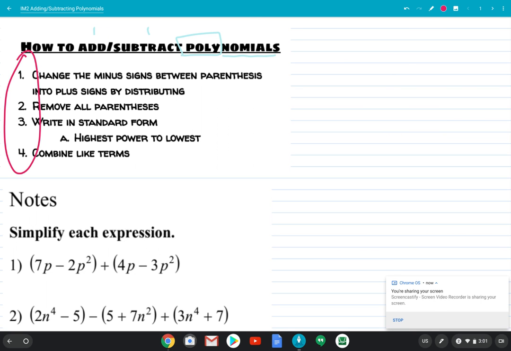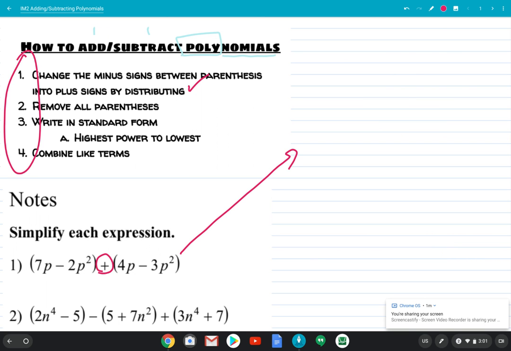Okay, we have these four steps, and I have several questions right here. Let's start with the first one. It says change the minus signs between parentheses into plus signs by distributing. Well, this is not a minus sign, it is a plus sign. So that part is done. Next step says remove all parentheses. So I'm going to write 7p, not plus, but minus 2p squared plus 4p minus 3p squared. So I remove the parentheses.